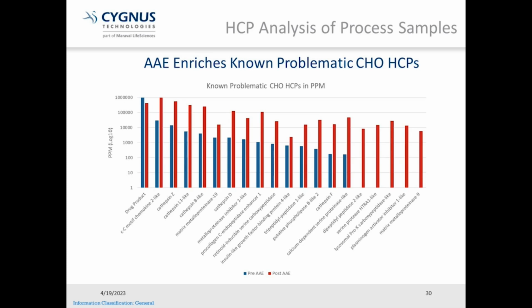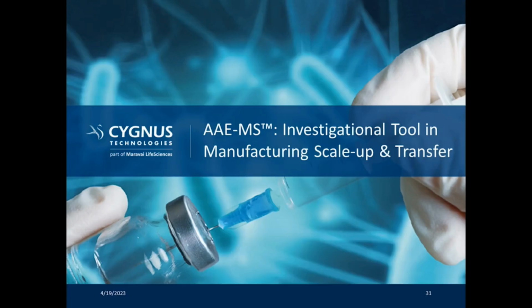Thirdly, there is not a stepwise decrease in the ppm of each CHO host cell protein, meaning that their abundance has changed after AAE, potentially due to the drug product obscuring their detection. AAE enriches known problematic host cell proteins for mass spectrometry detection above the limit of detection. Next, I'll present how AEMS can be used as a tool to conduct investigations during manufacturing scale-up and transfer.